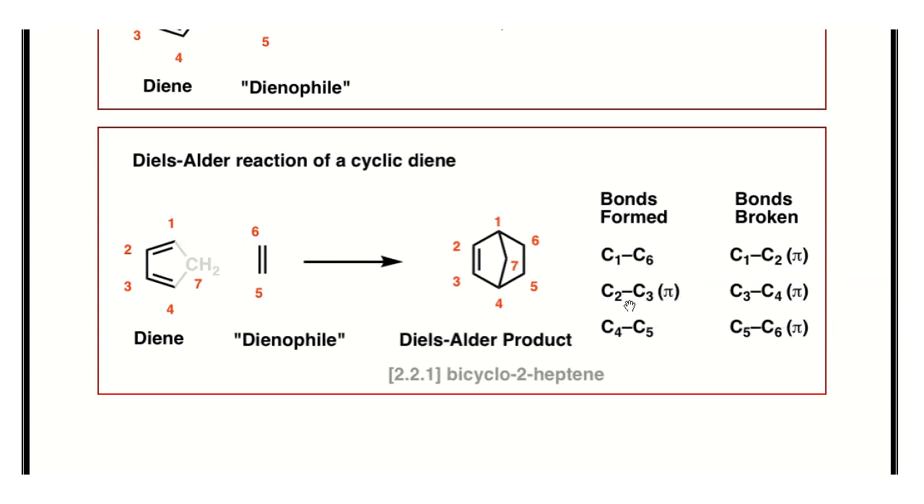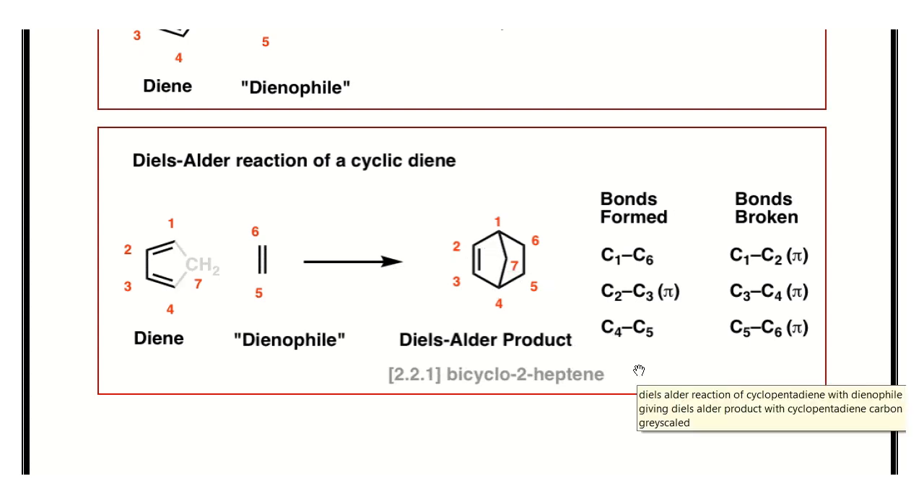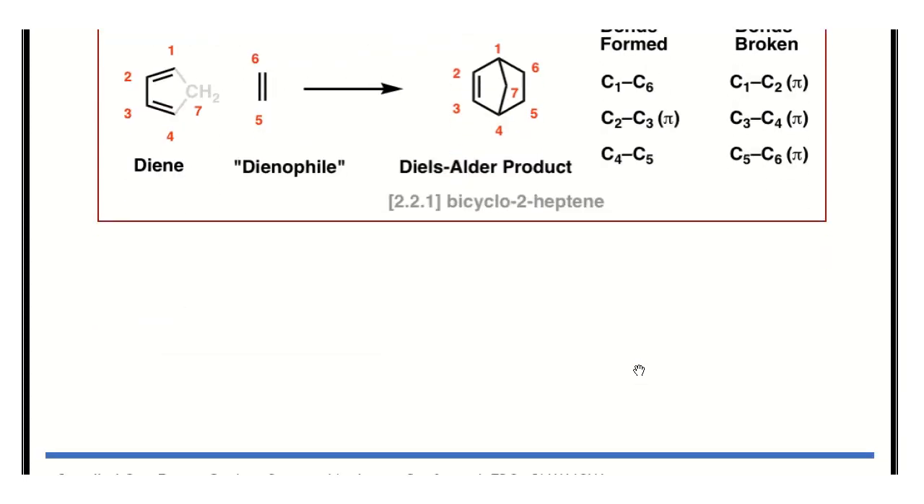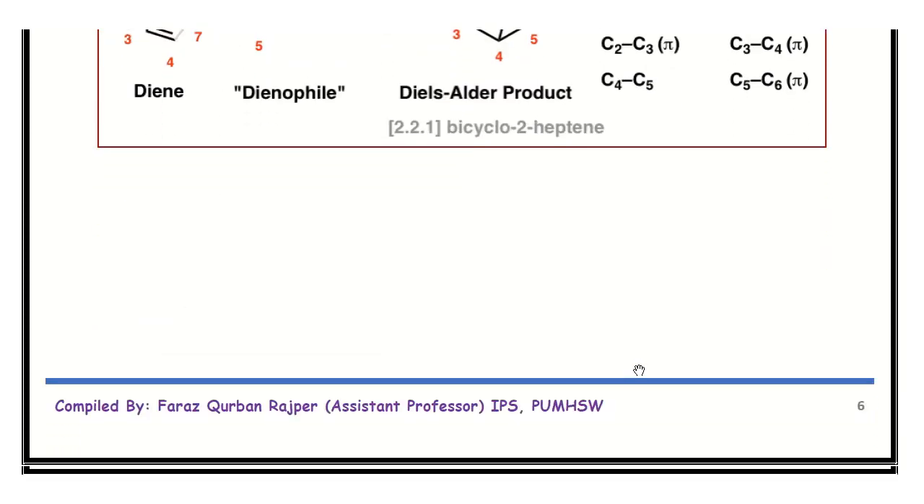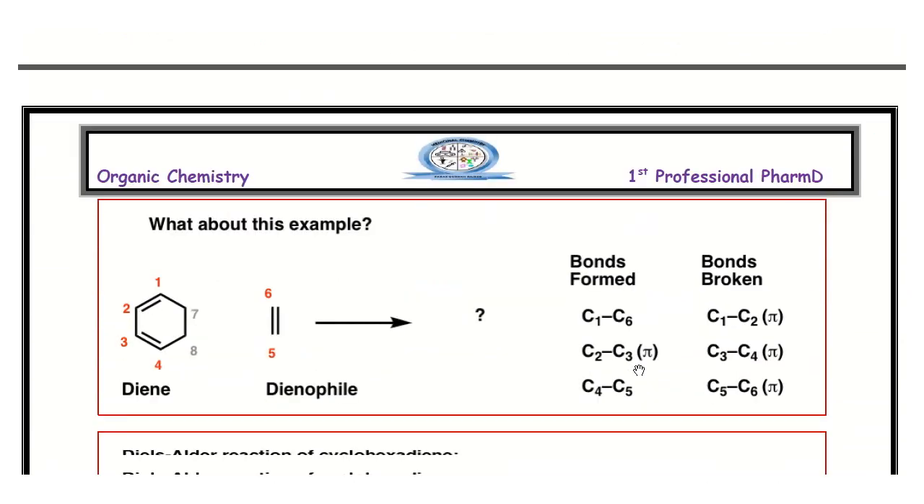Yes, a new pi bond is being formed between carbon number 2 and 3, and a new sigma bond between 4 and 5. Yes, and for bond breaking, the 3 pi bonds have been broken: between carbon number 1 and 2, between 3 and 4, and the pi bond between 5 and 6. This methyl group will take a new position inside this cyclic structure. Clear? So I hope you have now understood how the cyclic diene undergoes the Diels-Alder reaction.